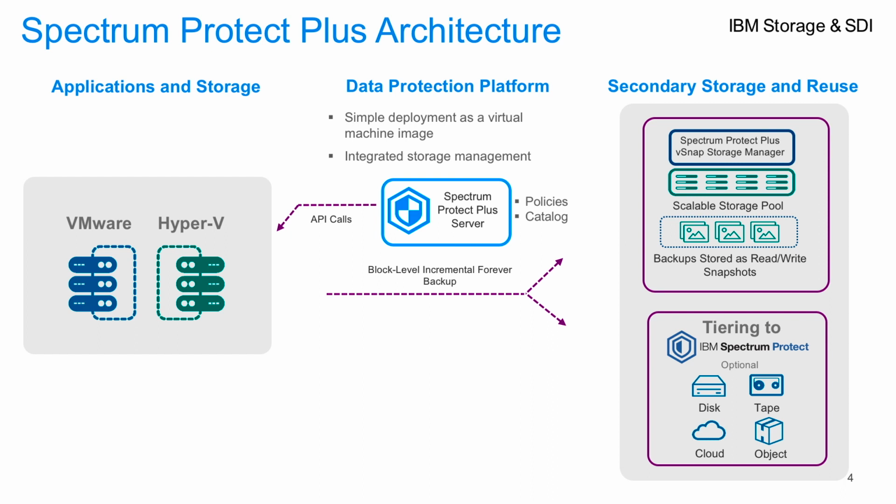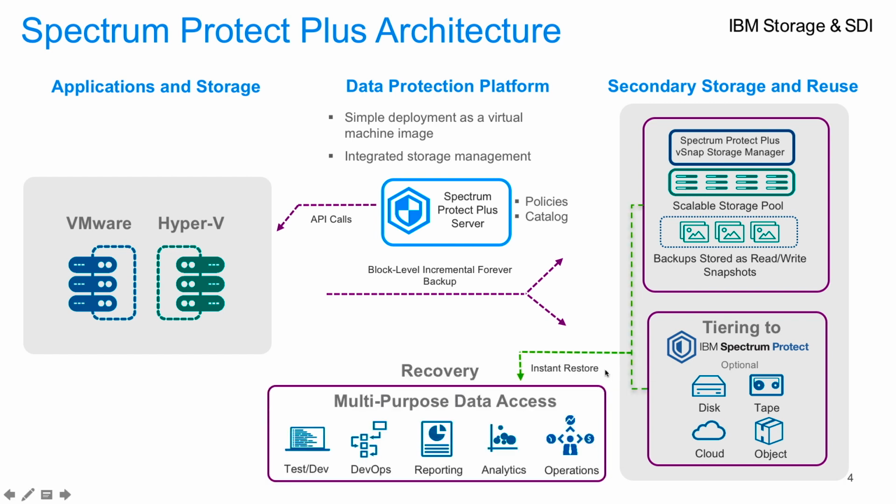In addition, if desired, you can tier the data to Spectrum Protect onto multiple different storage options. So you have different storage options with the Spectrum Protect environment, which is disk, tape, cloud, or object. And finally, you can then use any backup image to restore, whether to a virtual environment for recovery or to any of your multipurpose use cases that we discussed earlier.